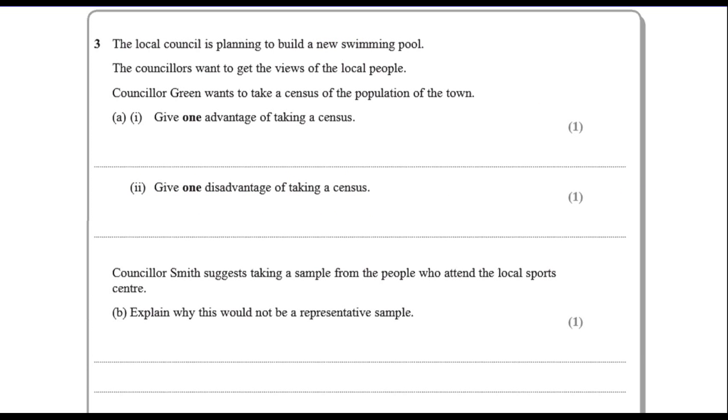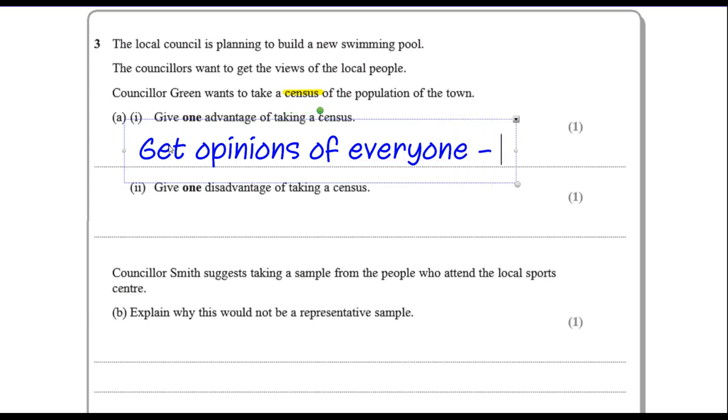Question 3. The local council is planning to build a new swimming pool. The councillors want to get the views of local people. Councillor Green wants to take a census of the population of the town. Give one advantage of taking a census. Well, one advantage is that you get the opinions of the whole population. You don't have to just pick a few of everyone. Brackets, whole population.